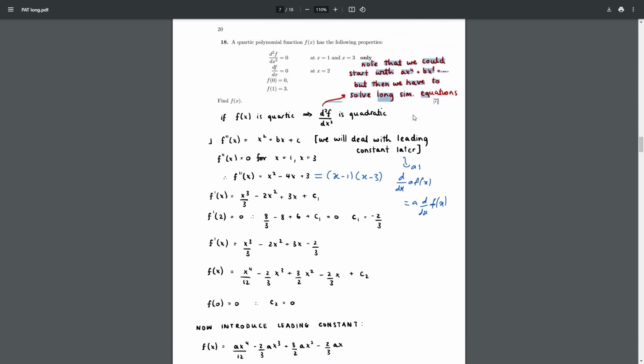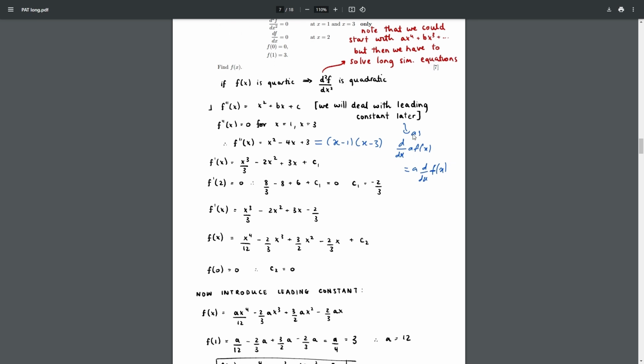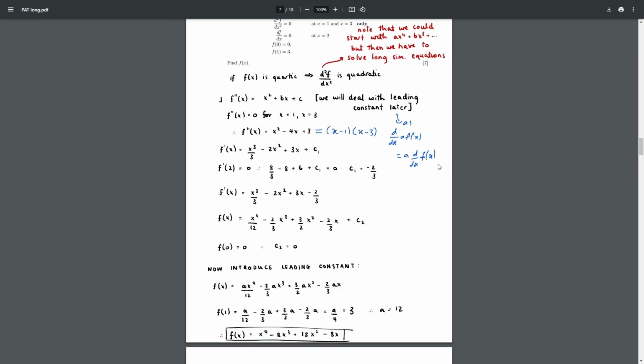That's 7 marks. It's just a lot of algebra, and you have to think about smart ways to do it. So not starting with a quartic polynomial, which is going to be very messy, and dealing with the constants later because of the reasons I discussed. And then this question is quite nice, actually.